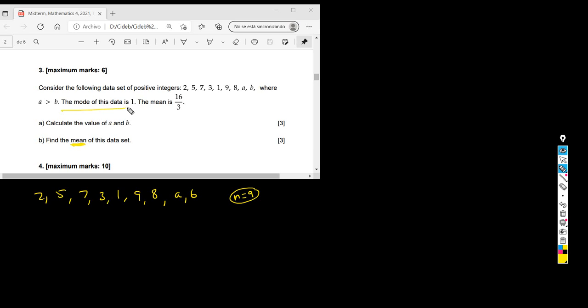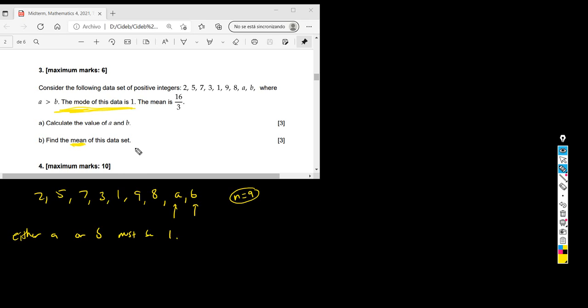Okay, they tell me this. The mode is 1. So that leaves, since I have a 1 in here, and since all of these numbers, 2, 5, 7, 3, 1, 9, 8, are different, what this statement means is that either A or B should be 1. Which one? We don't know yet, but at least one of them has to be 1 in order for the mode to be 1. Okay, so we know that so far. Either A or B must be 1.